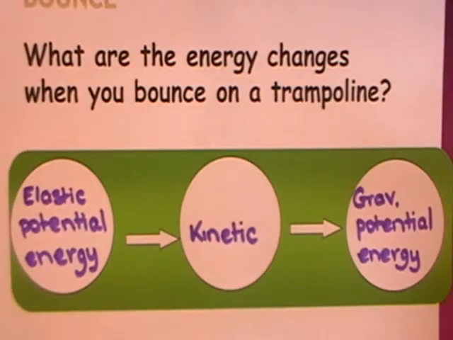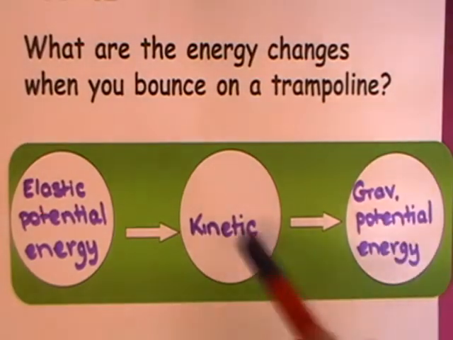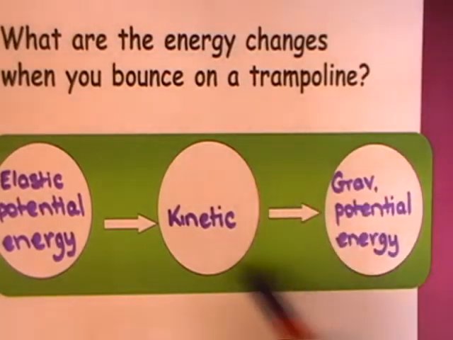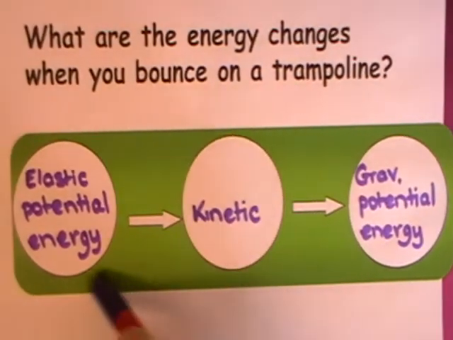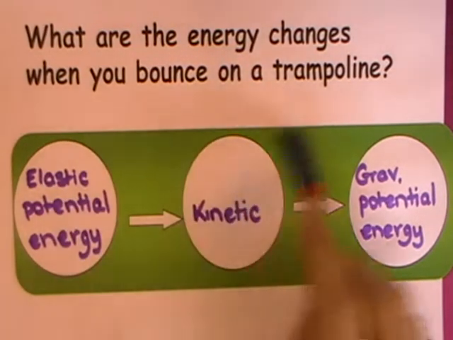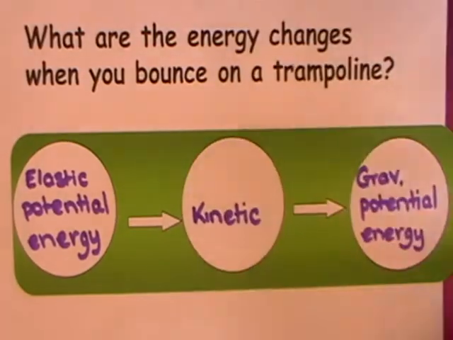And so those are the energy changes when you bounce on the trampoline. So there's a constant change between those. Whenever you gain your gravitational potential energy, then you start moving downwards, so that's kinetic again. And then you hit the trampoline, and that's converted to elastic potential, and then it all starts again. So there's a complete interchange of those energies.